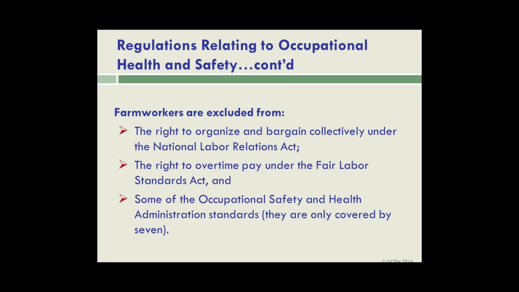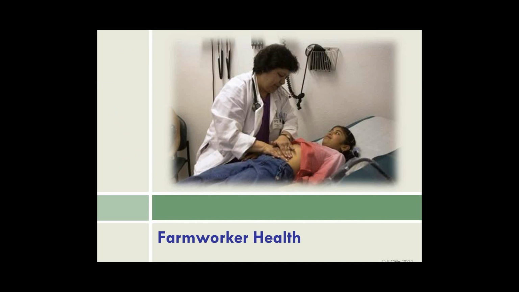Farm workers are excluded from the following labor rights: the right to organize and bargain collectively under the National Labor Relations Act. They are not entitled to overtime pay under the Fair Labor Standards Act, and they are only covered by 7 Occupational Safety and Health Administration standards. This means that farm workers have less protection than most other labor groups and are at greater risk for illegal and unfair treatment, injuries, and unhealthy conditions, scams, and many other risks.